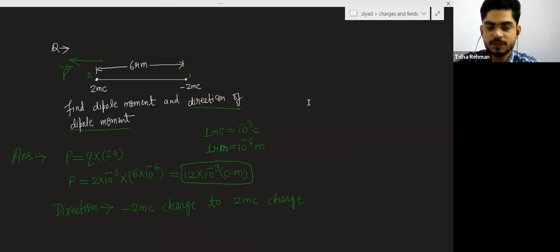Now after this we will calculate the electric field due to dipole. Electric field due to dipole at different positions. We will calculate the electric field.